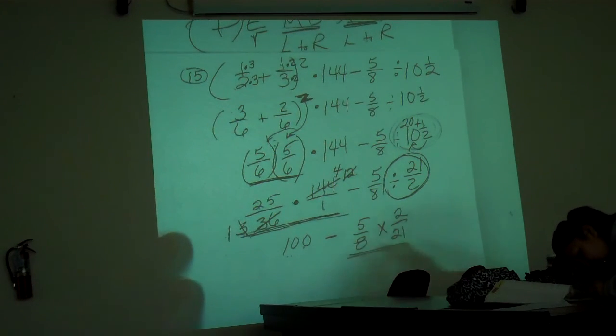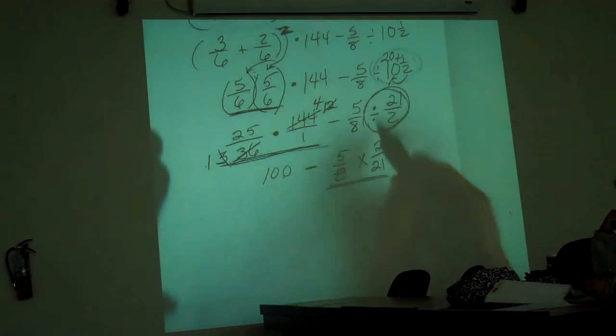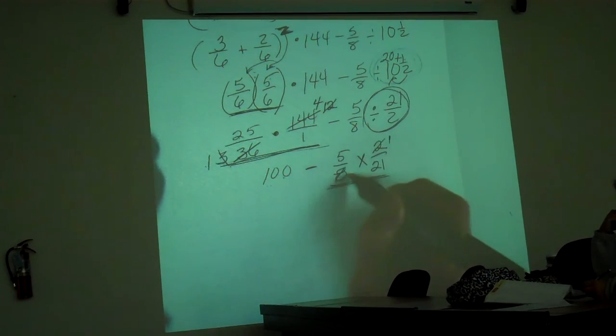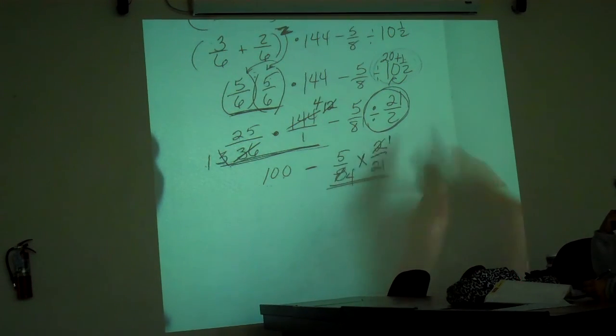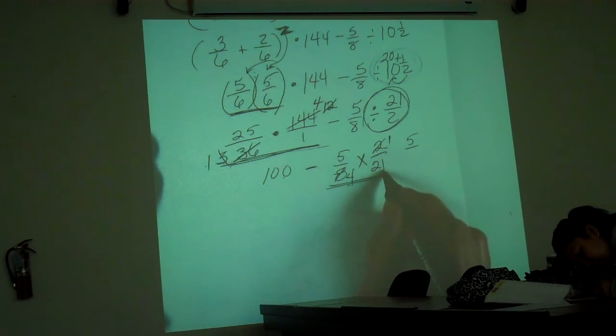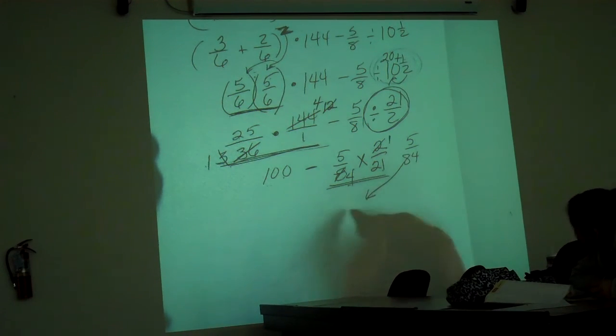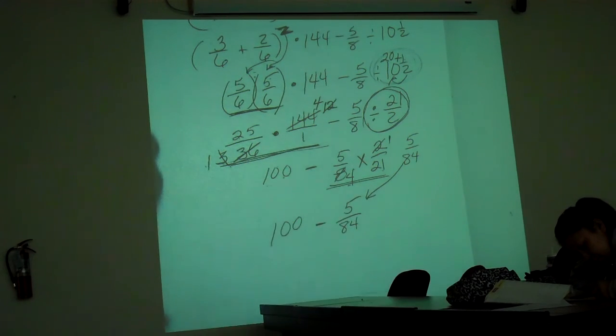Okay, so we're going to do 5/8 times 2 over 21. What can we divide? 2 and 8. Right, the 2 and 8 we could divide by 2. 5 times 1, 5. 4 times 21, 84. So this is going to come right there. 5 over 84. Put our minus and our 100 in front.